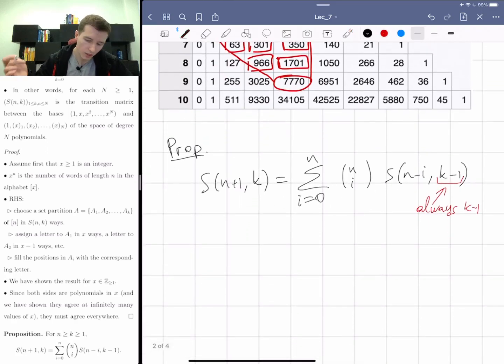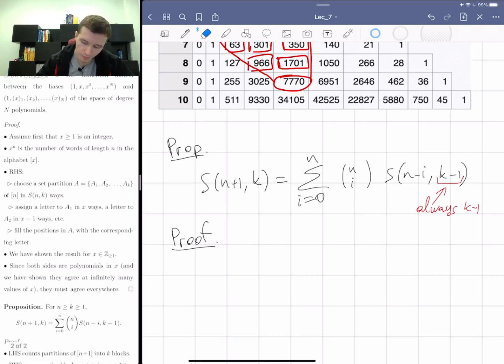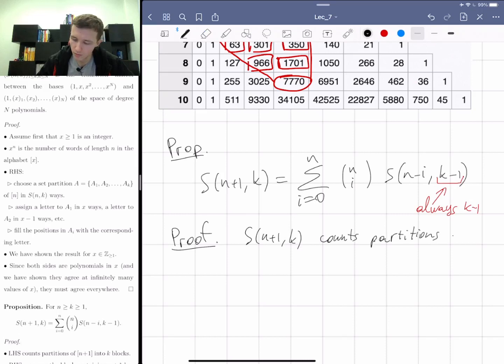Again, the proof is going to be similar to what we usually do: we find a bijection between the left and the right hand side. For the left hand side it's very easy. By definition S(n+1, k) counts partitions of [n+1] into k blocks.